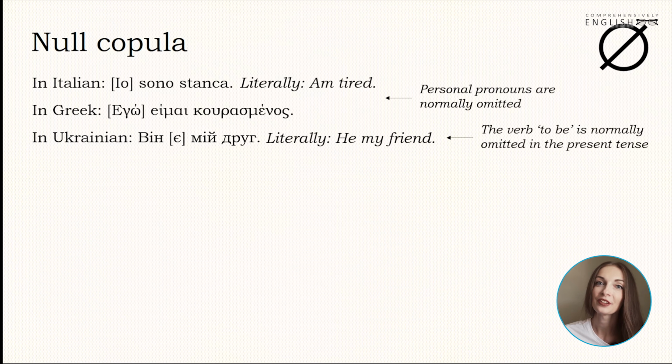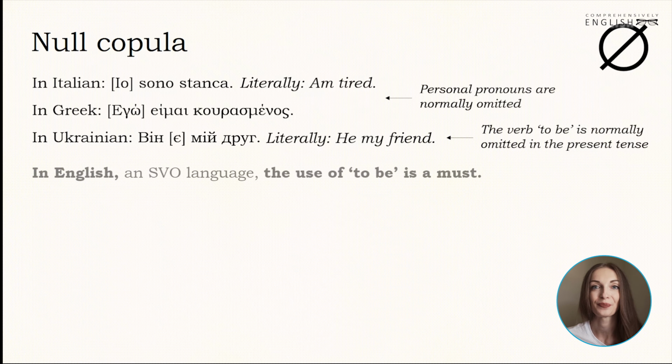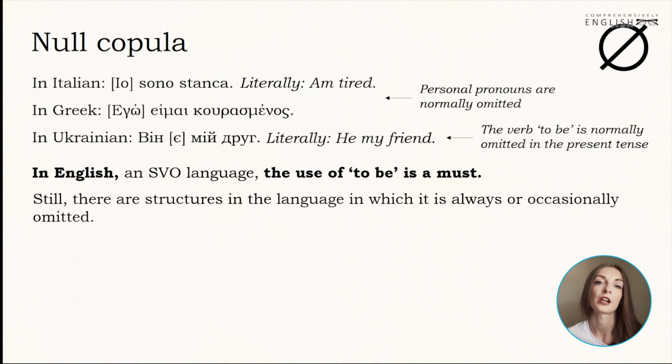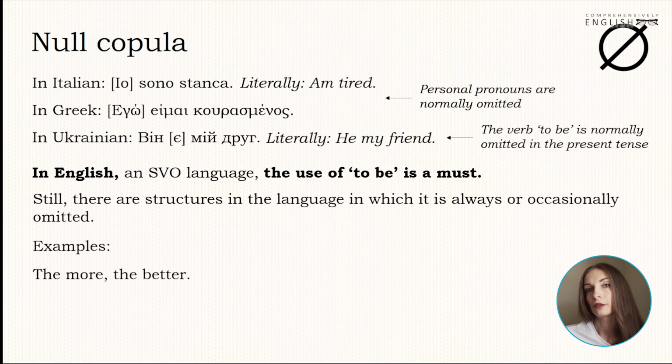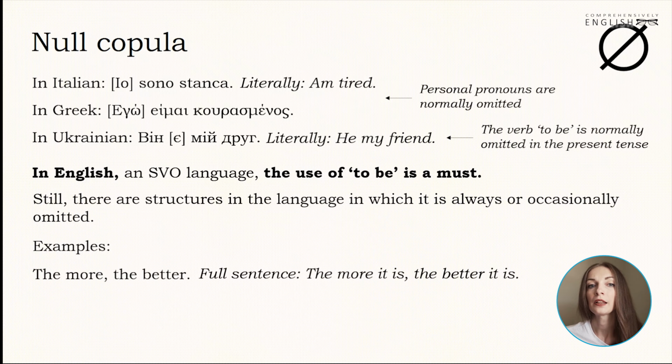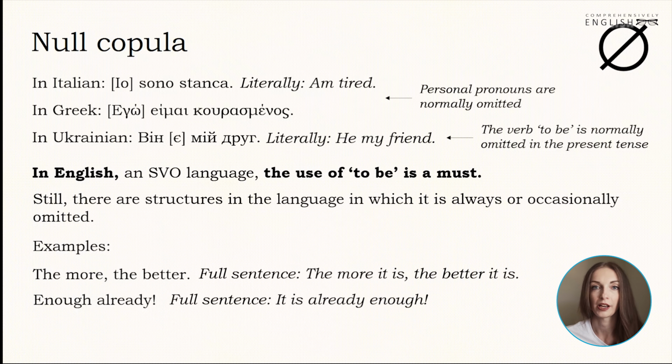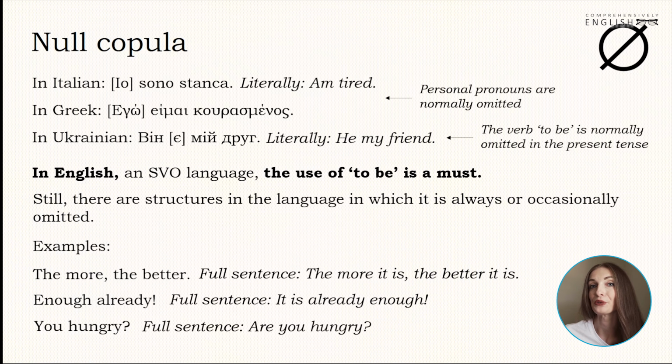And in English, without the verb to be, the sentence makes no sense. In English, an SVO language, the verb to be is a must. Still, there are structures where it is occasionally or always omitted. Let's look at them. The more the better. The full sentence would be the more it is, the better it is. Or enough already. The full sentence, it is enough already. You hungry? The full question is, are you hungry?